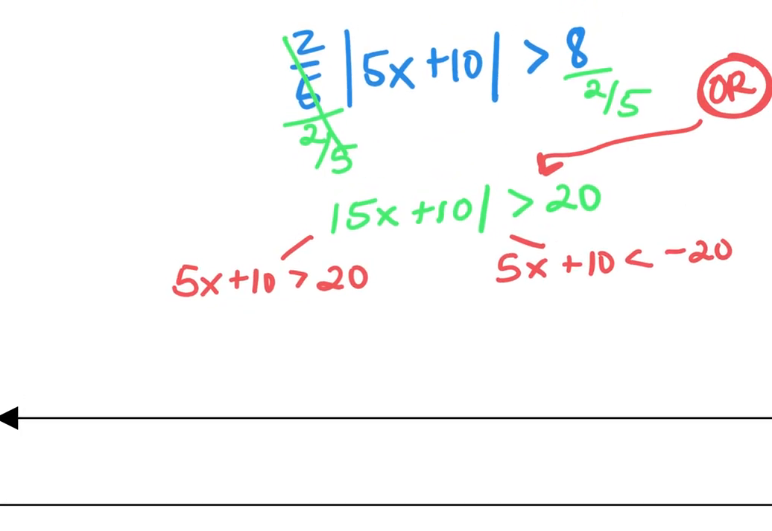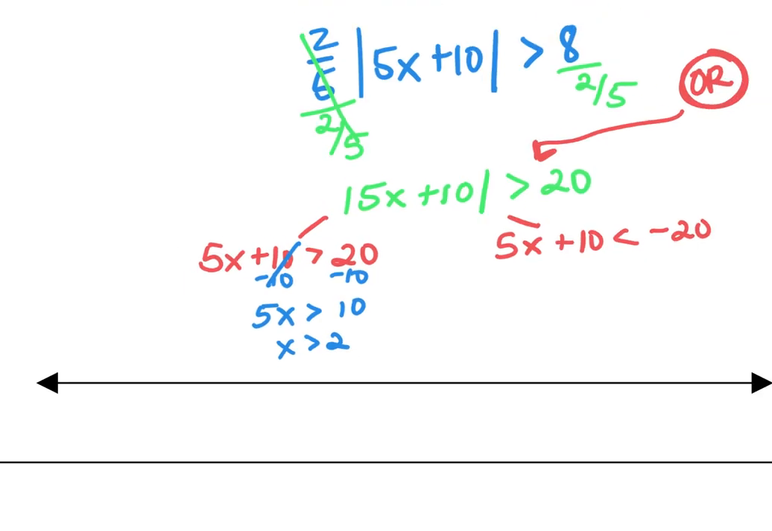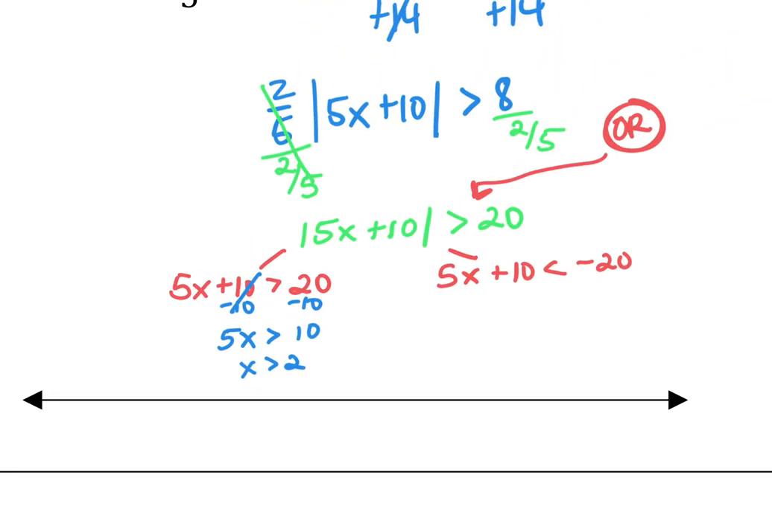Now is the easy part. Just solve the inequalities. Minus 10, minus 10. 5x is greater than 10. I'm running out of space, which means x is going to be greater than 2, because we would divide by 5. And then if I subtract the 10 from a negative 20, I get 5x is less than negative 30. Divide that by 5, and I get x is less than negative 6.